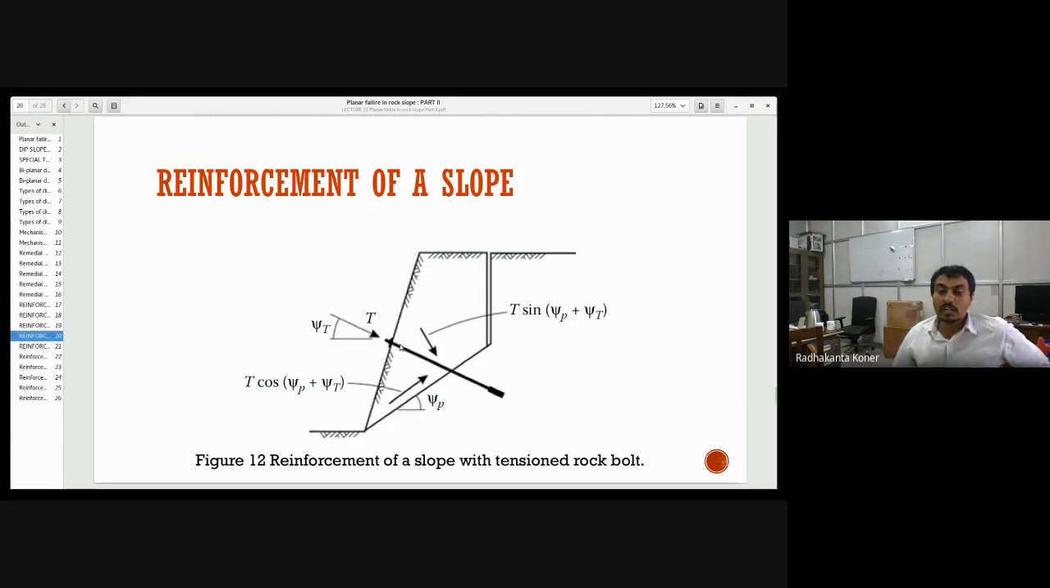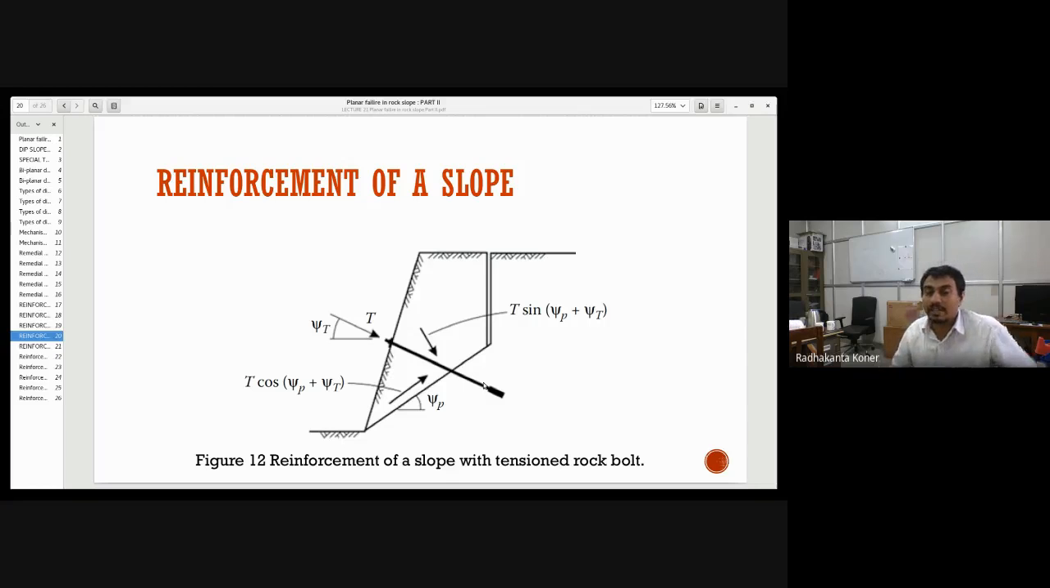Both are going to reduce the effective normal pressure and subsequently also increase the mobilizing shear. But due to the installation of the rock bolt, I am increasing the effective normal pressure.